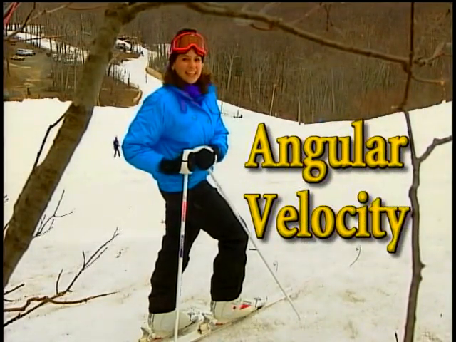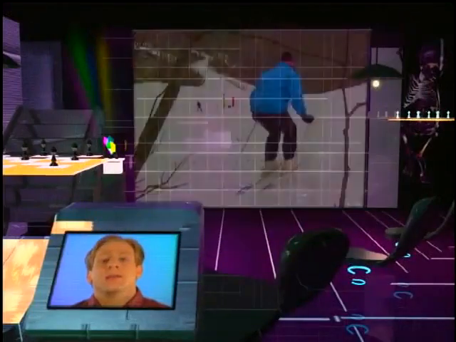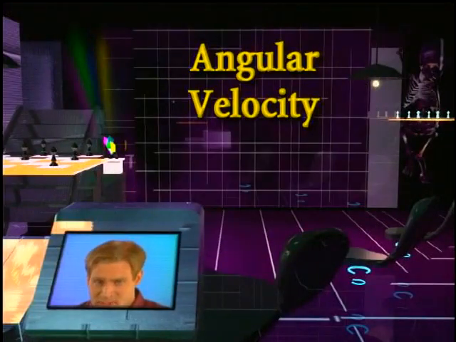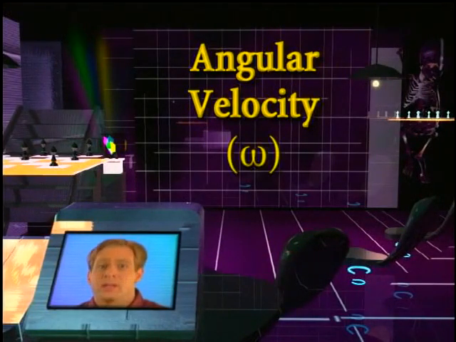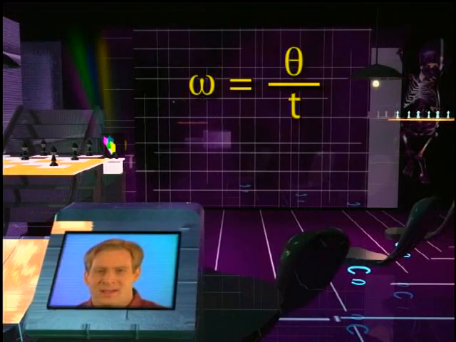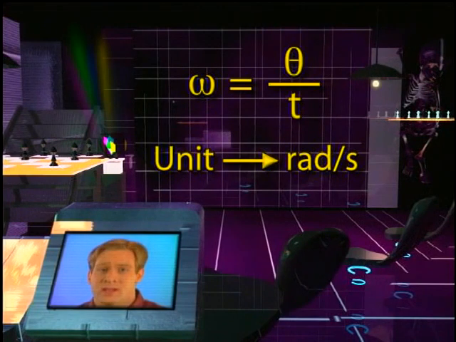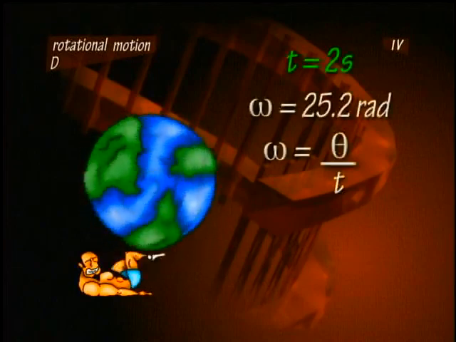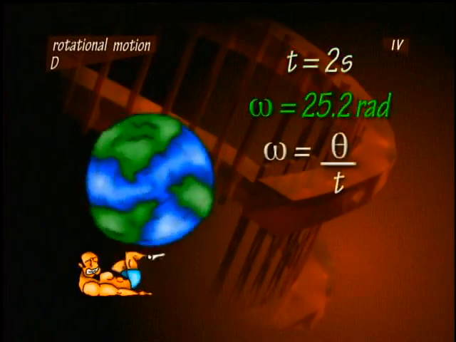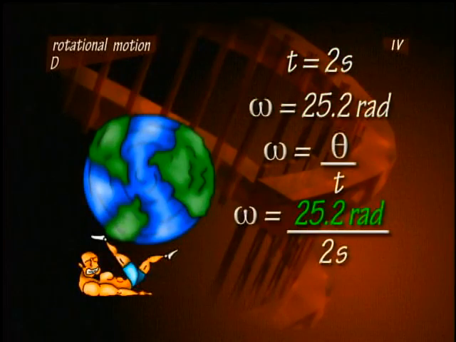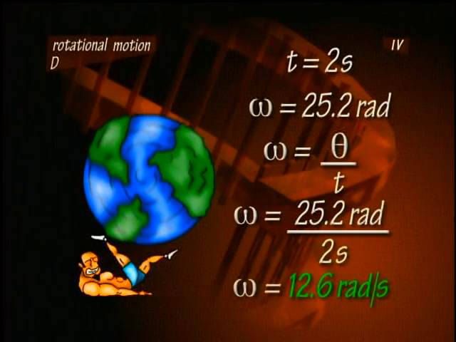Don't worry, you'll like it. The angular velocity of a rotating object, represented by the Greek letter little omega, is the angle theta through which it turns over the time t it takes the object to turn. So, angular velocity has the unit of radians per second. For example, if it takes 2 seconds for the little globe to turn through 25.2 radians, the angular velocity would be 25.2 radians over 2 seconds, or 12.6 radians per second.